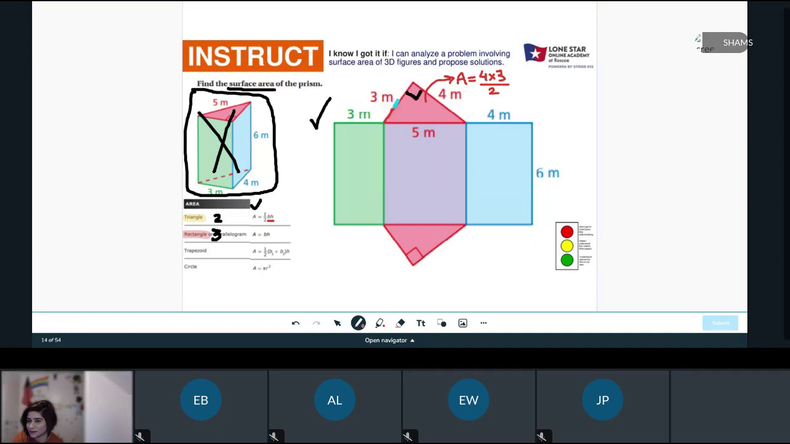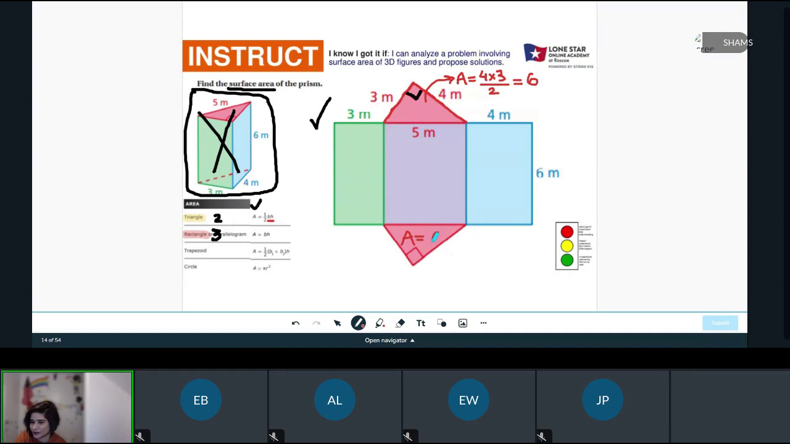So you notice that the 3 and the 4 are the base and height because they are at a right angle from one another. The two numbers have to be at right angle from one another, so 4 and 3 are those numbers. So 4 times 3 is 12, divided by 2 is 6, right? So area of the triangular part is 6. Again, this is the same triangle, area is going to be 6.